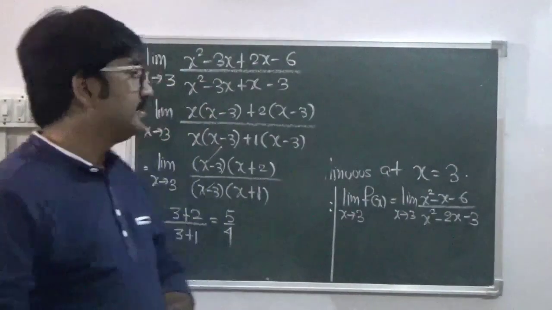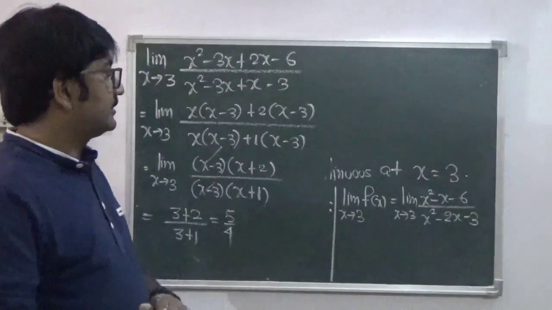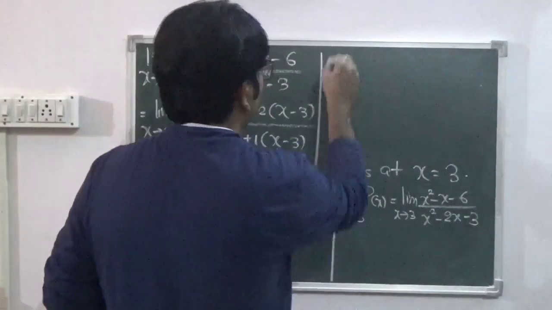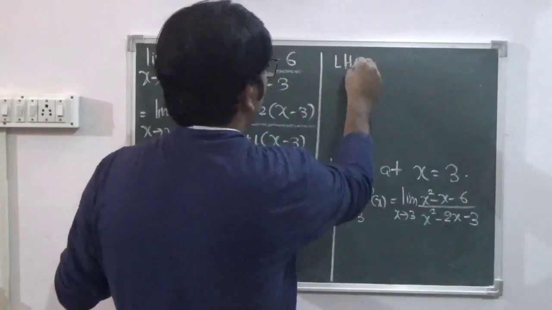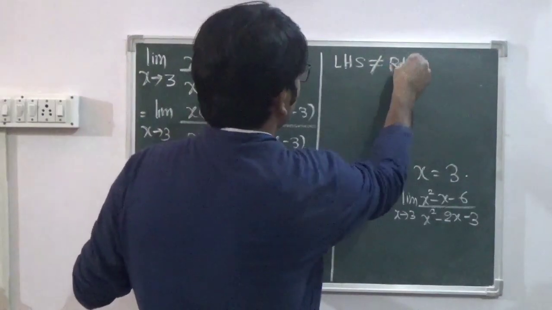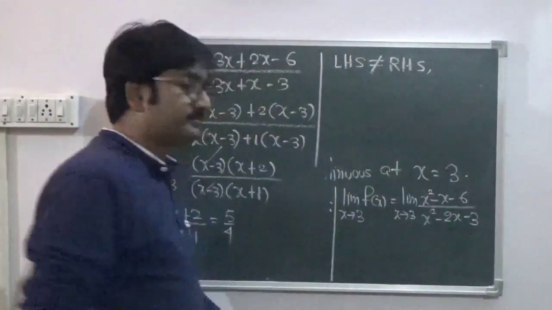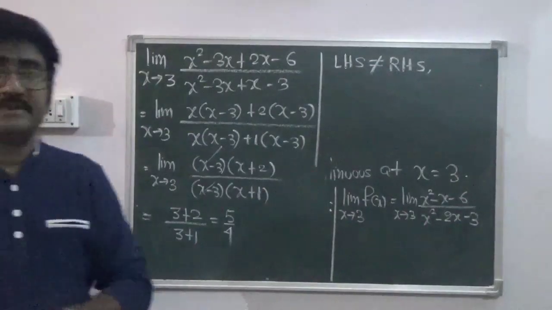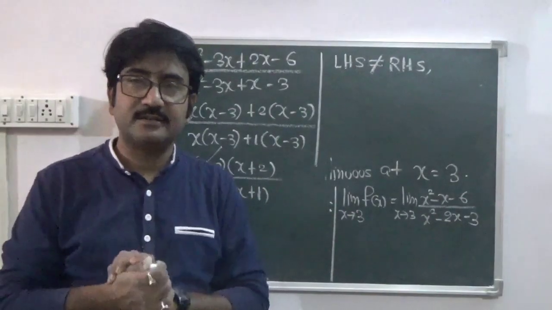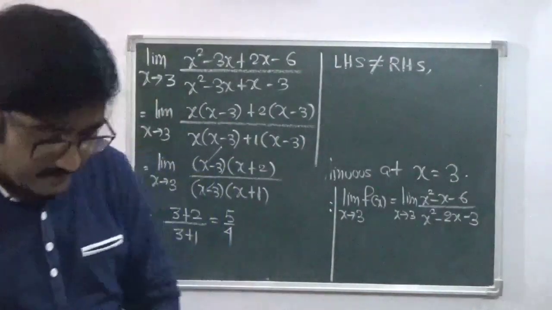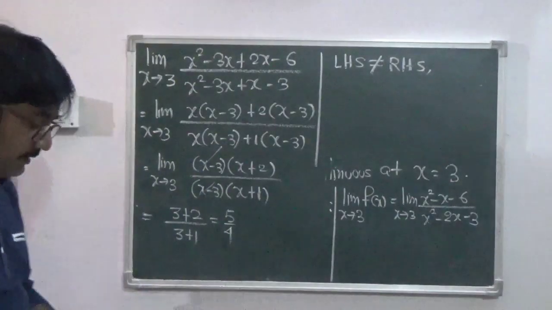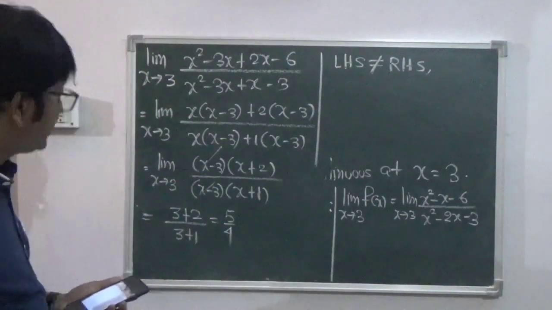and the value of the function at x equals to 3 is 5 by 3. Since the left hand side is not equal to the right hand side, hence it is proved that the function is discontinuous. So now to continue, let us take another question.